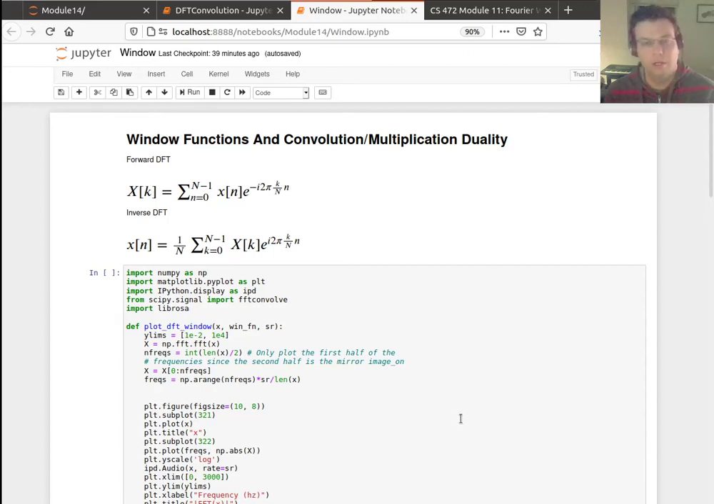Okay, now we're ready to talk about these window functions again, which are going to be really important when we do analysis in the next unit, when we start to actually have the computer learn things about music automatically. There's just this thing we need to be aware of when we do the short time Fourier transform that can go a little bit wrong.